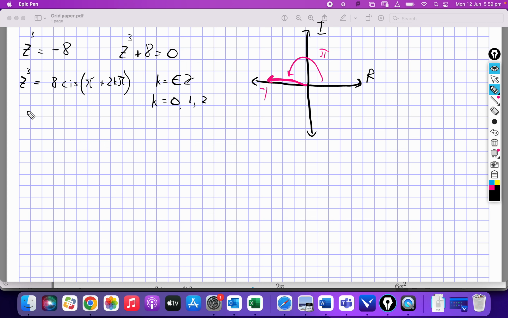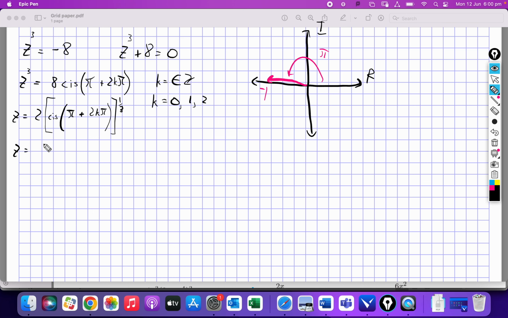All right, now you need to cube root, so z will be the cube root of 8, which is 2, cis, what do we got? Pi plus 2k pi all to the power of 1/3. I've done the power of 1/3 on the 8 already, and I'm leaving that out of my consideration. But I've got cis of pi plus 2k pi to the power of 1/3.